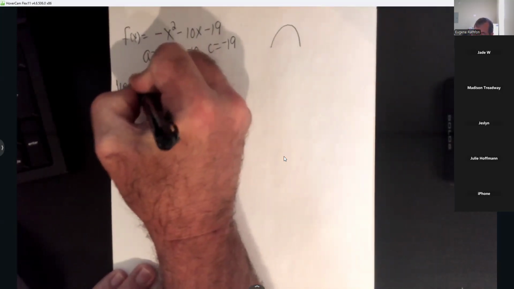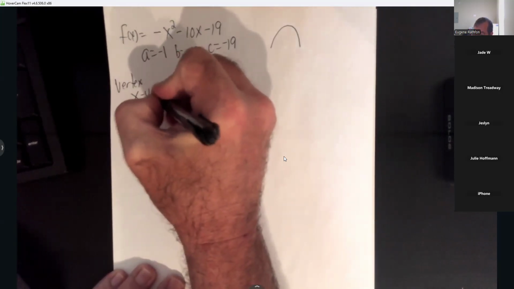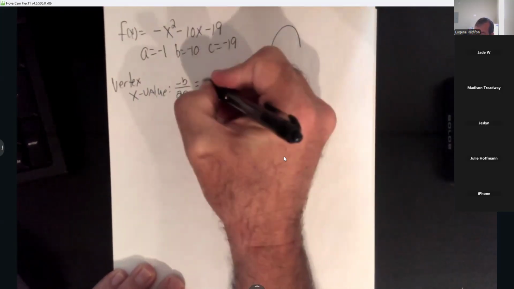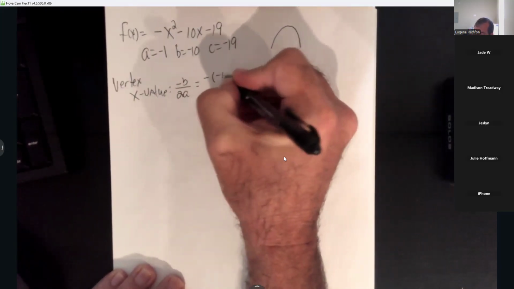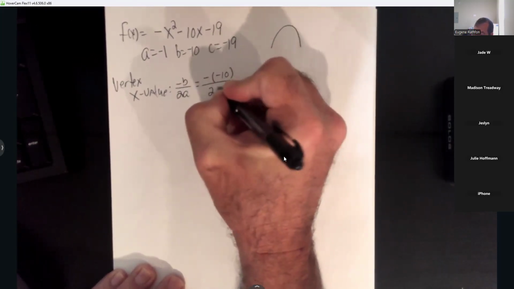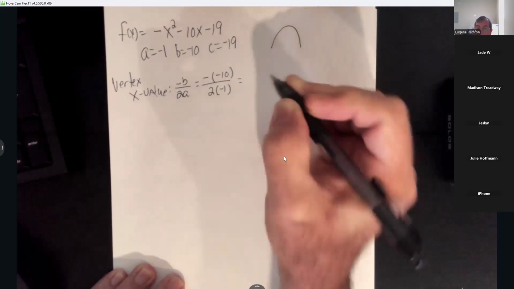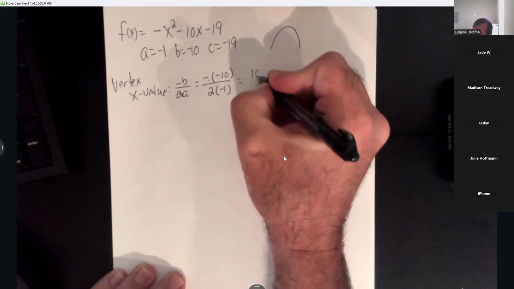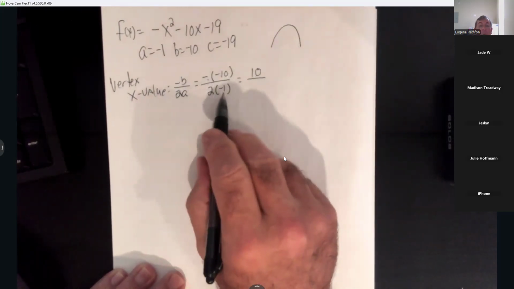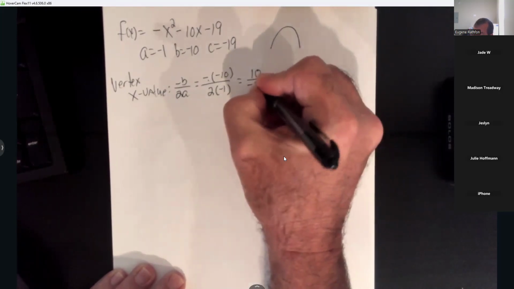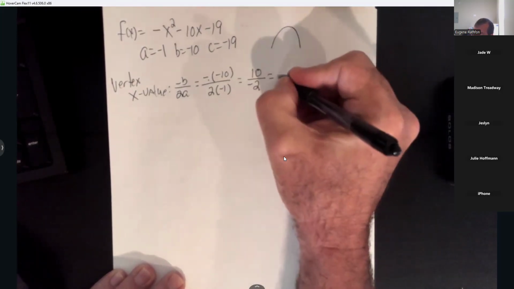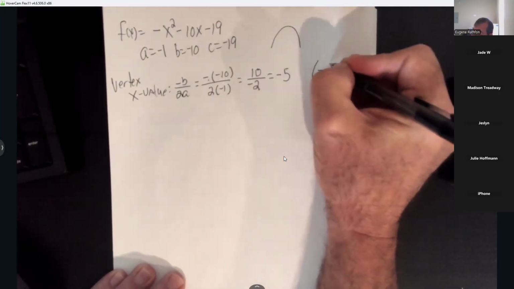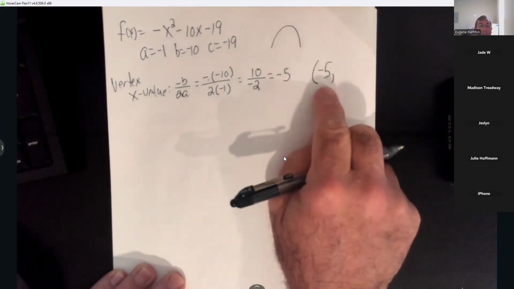All right, so I'm going to play with the vertex first and get the x value, which is -b over 2a. So it's going to be negative times b, which is -10, over 2 times a, which is -1. So y'all watch here. The negative on top times the negative makes that a +10. But on bottom, you got 2 times -1, which makes that a -2. And 10 divided by -2 gives us a -5. So the vertex has an x value of -5.